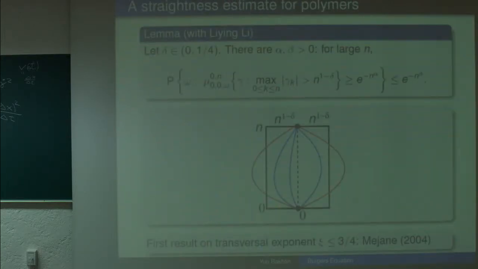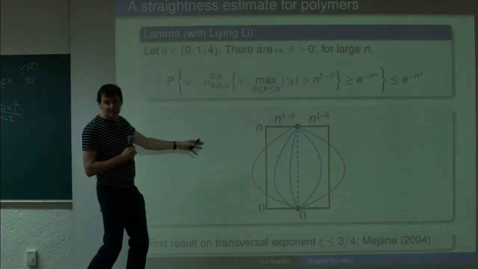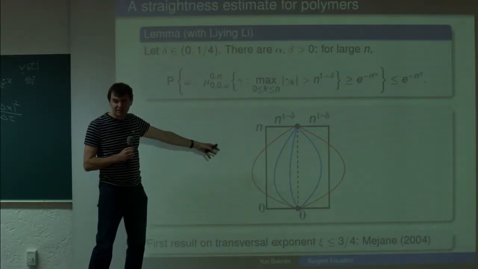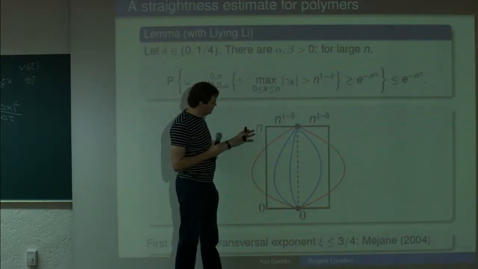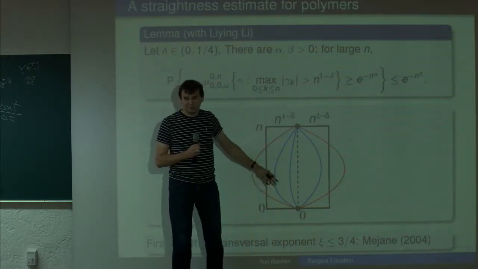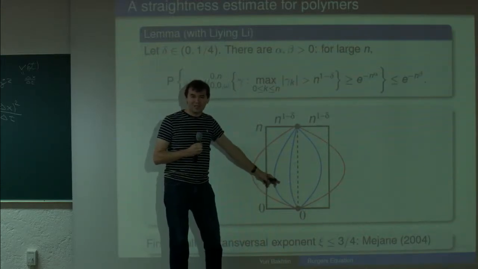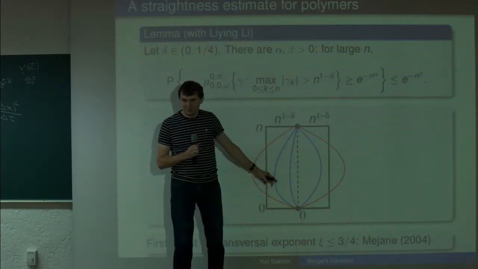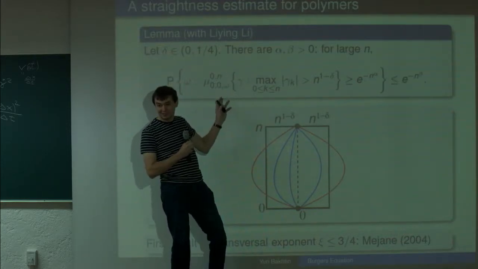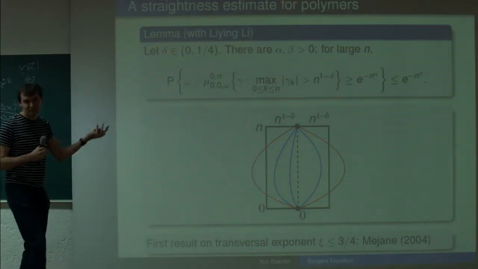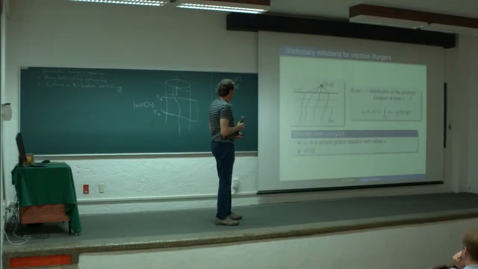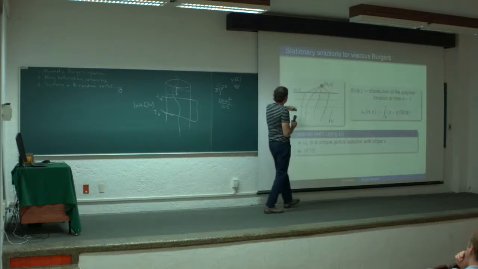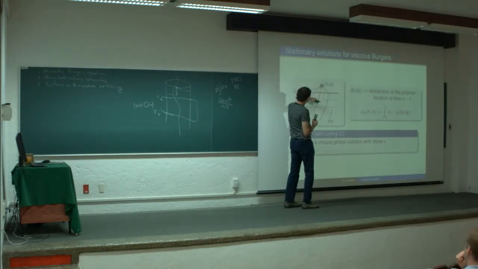Right. So the techniques are harder because the straightness statement becomes something like this. You have to show that these paths receive non-small weight only with very small probability. So this is the precise statement. So you have to, unfortunately, work hard. Stationary solutions of the Burgers equation can be obtained just by constructing this measure.